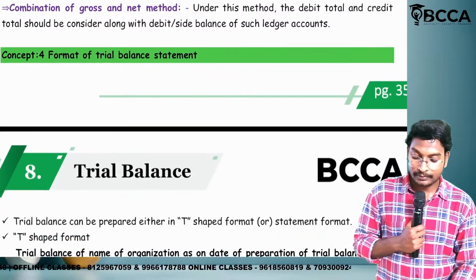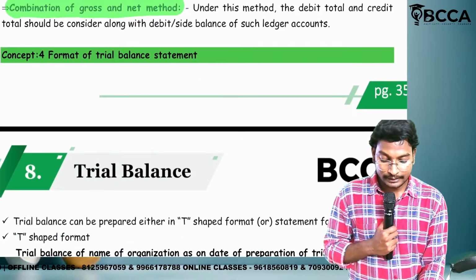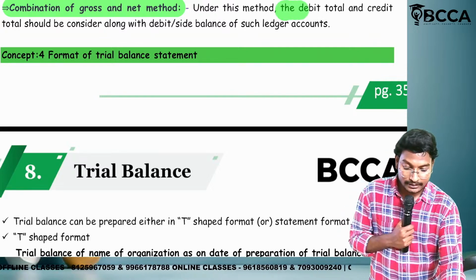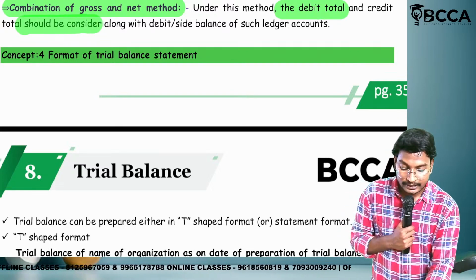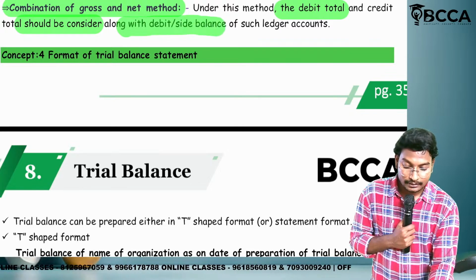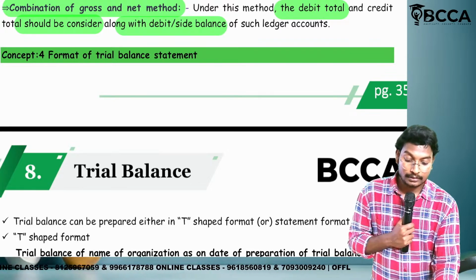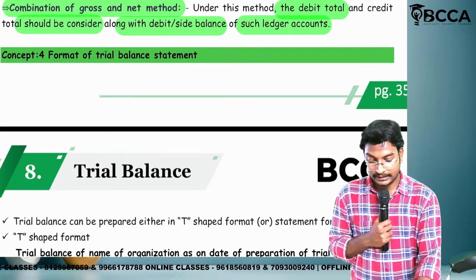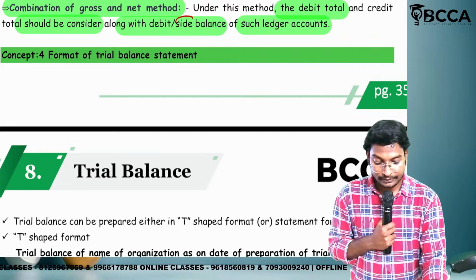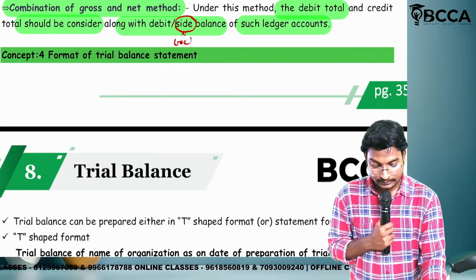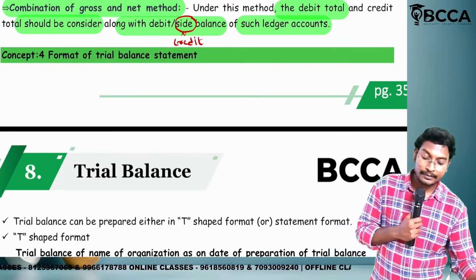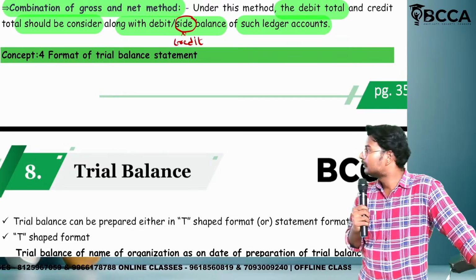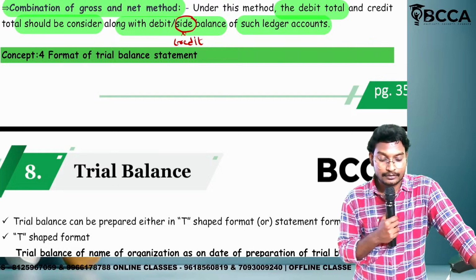What does the combination of both mean? Combination of the gross and net method. Under this method, the debit total and the credit total should be considered along with the debit balance or credit balance of such ledger accounts. So here, instead of side, what do we need to record? Instead of side, please modify it as credit.